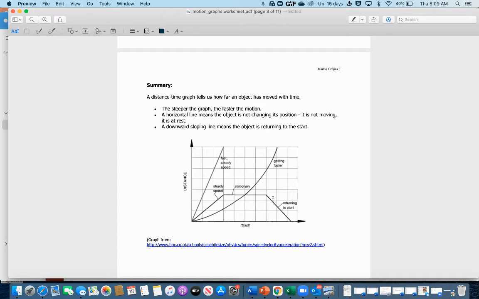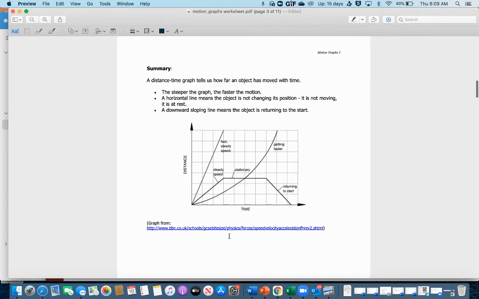So this is moving forward. This is moving backward right here. So these are the main things that you have to know from a distance from time graph. Now there's some questions we're going to go over and make sure we get these here.